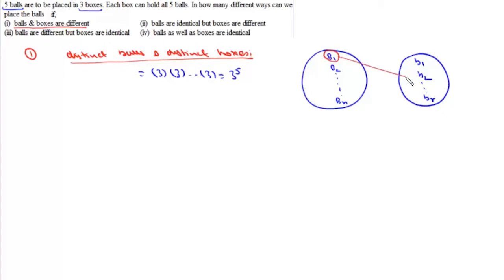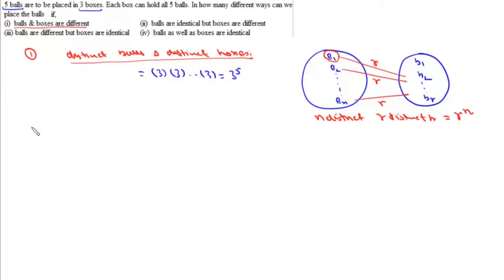For the first ball, we have R choices. For the second ball also, we have R choices. For the nth ball also, we have R choices. So the total number of ways of putting n distinct balls in R distinct boxes will be simply R into R into R, n times, and that will be R to the power n.